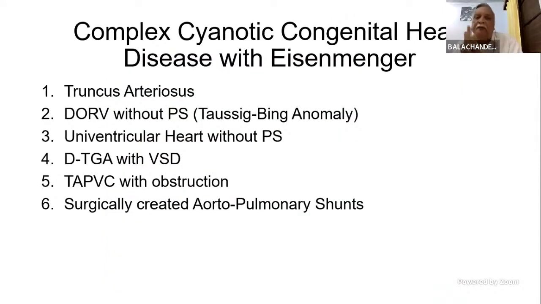What are the complex cyanotic congenital heart diseases with Eisenmenger? That is also one of the questions. Truncus arteriosus with large pulmonary arteries. DORV without PS, this is the commonest. DORV without PS, Taussig-Bing anomaly. Single ventricle without PS. DTGA with VSD, TAPVC, and surgically created aortopulmonary shunts.